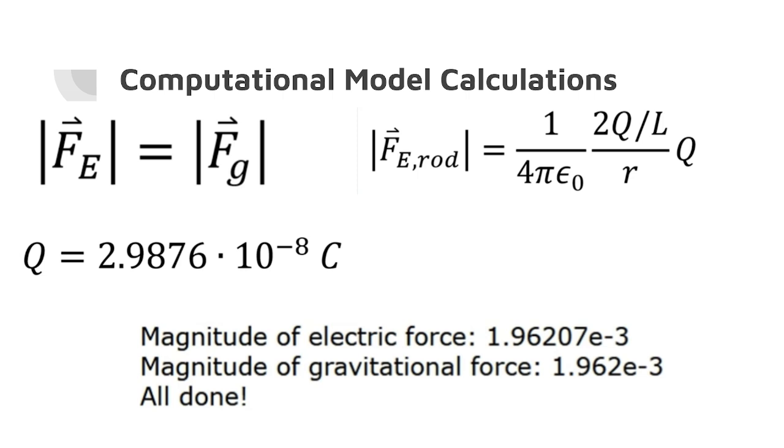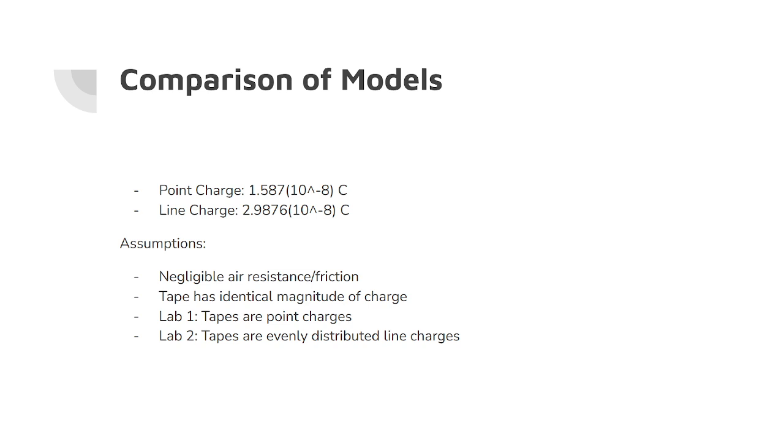And the magnitude of the electric force and the magnitude of gravitational force are listed again, just as last slide. To compare the models, the point charge model had a charge of 1.587 times 10 to the negative 8 coulombs, and the line charge had 2.9876 times 10 to the negative 8 coulombs. In these models, we assumed that friction and air resistance were negligible, and that the tapes had identical magnitudes of charge. In Lab 1, we assumed that they were point charges, and in Lab 2, we assumed that they were evenly distributed line charges.